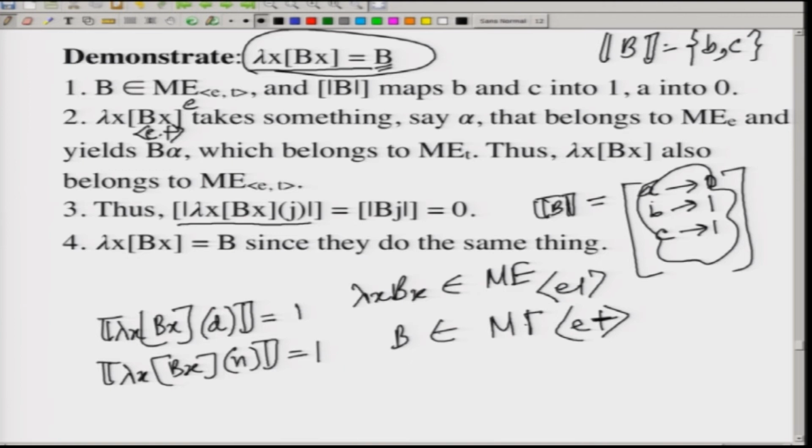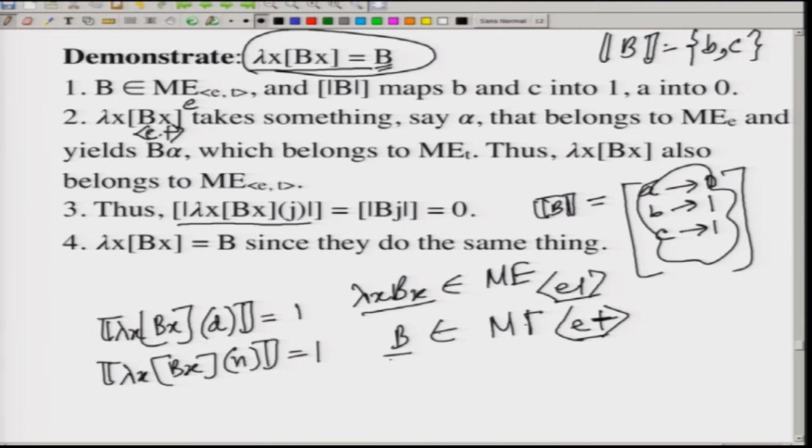So, we have shown two things. One, lambda x b x and b must belong to the same type, which is e to t. And then we have shown that they have the same mapping, which means that these are the two essential features of b or lambda x b x. So from that we can see that they are practically the same thing, but then what is the point of having any lambda expression? This is a very crucial question.